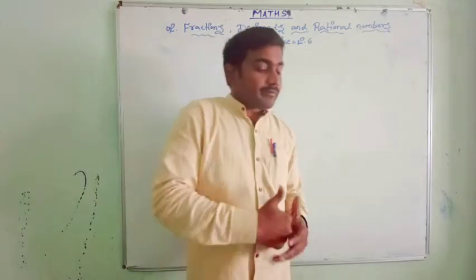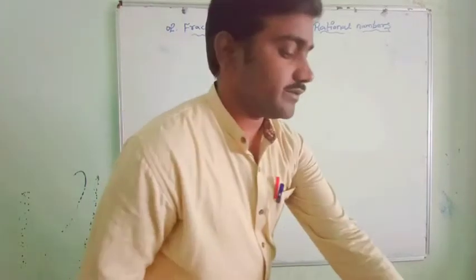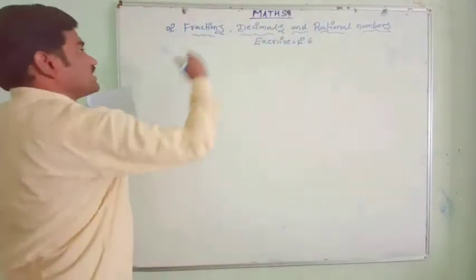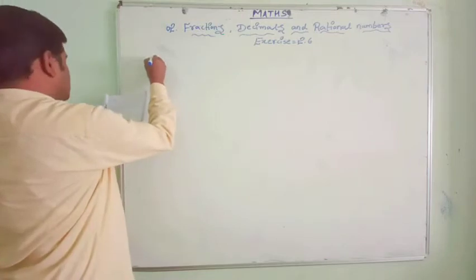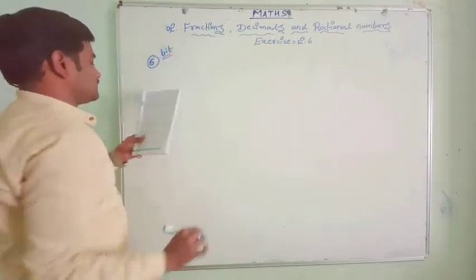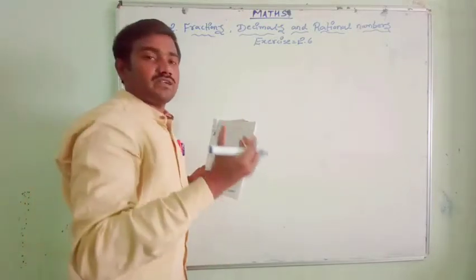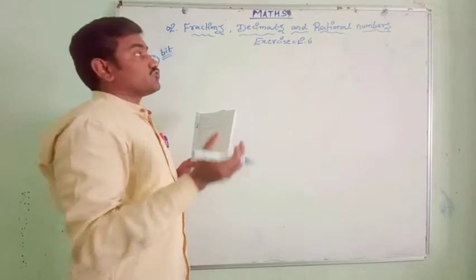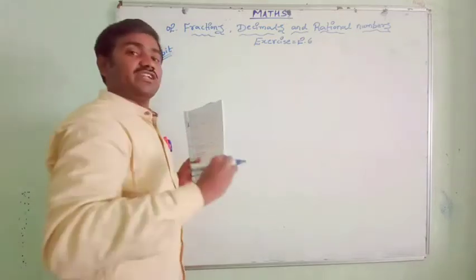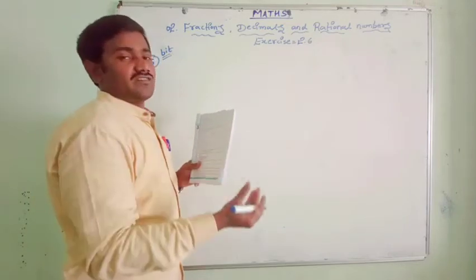Okay, then let us start with our 6th bit. Already up to the 5th bit I have done in part 1. So let's go for the 6th bit. Solve the following. Here we will get the division of decimals. In 2.6, till the 5th bit we had multiplications of decimals. Now we are going to learn division of decimals.